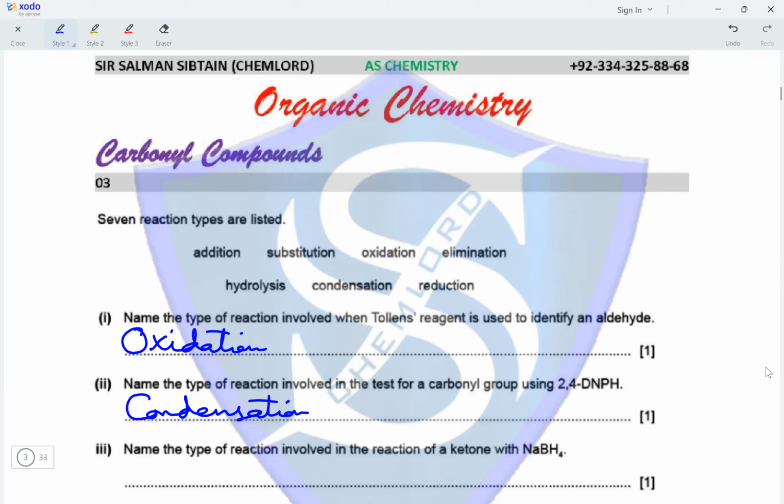Name the type of reaction involved in the reaction of a ketone with NaBH4. NaBH4 is a reducing agent, so a ketone undergoes reduction to form a secondary alcohol. So the type of reaction is reduction.